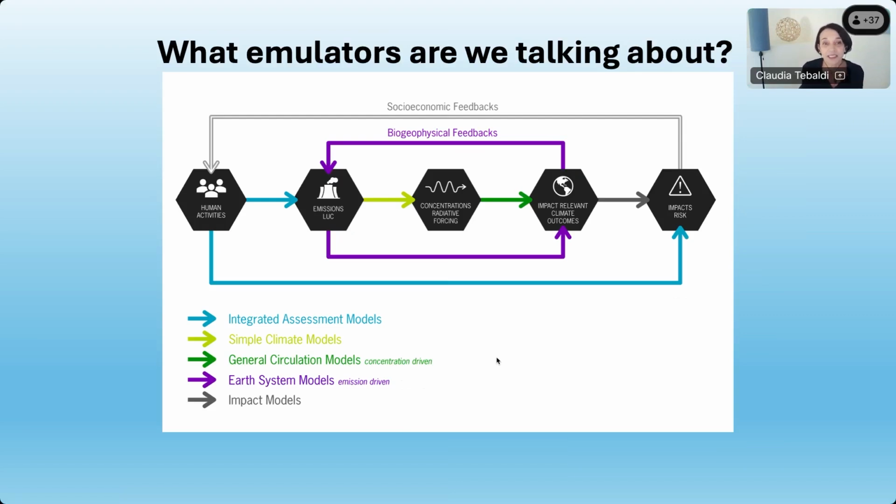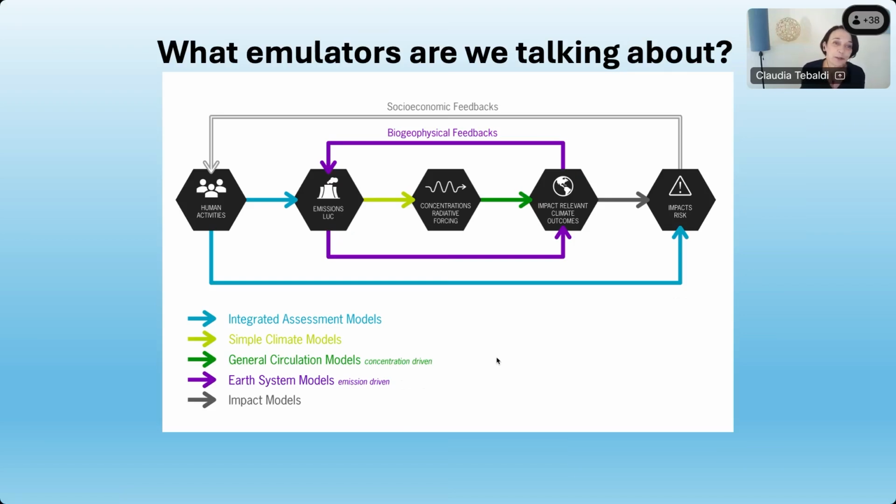So, the usual way to do this is to have a representation of human activities, sectors that produce emissions and land use change. Those emissions and land use change result in concentrations of active gases in our atmosphere and determine radiative forcing. That in turn affects the climate, and the climate outcomes affect human systems in turn by causing impacts and risk.